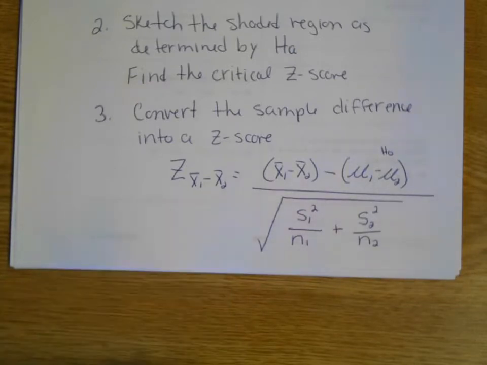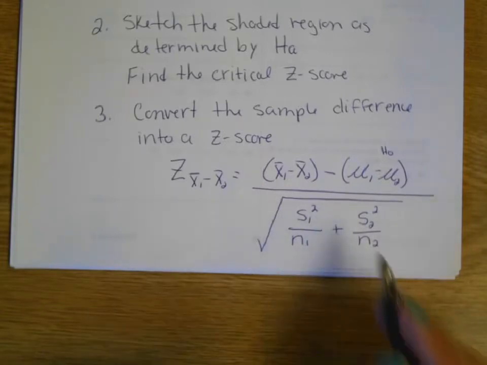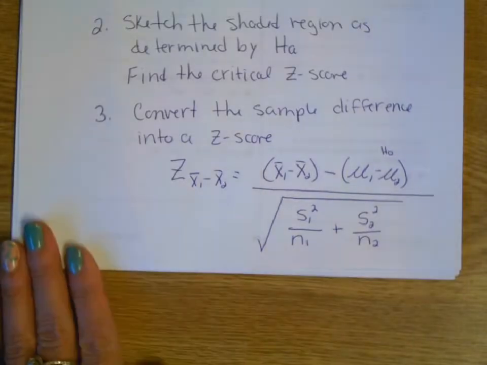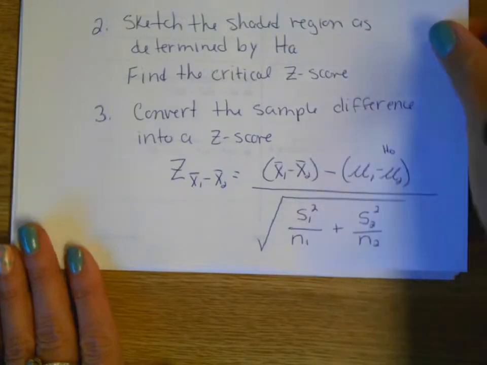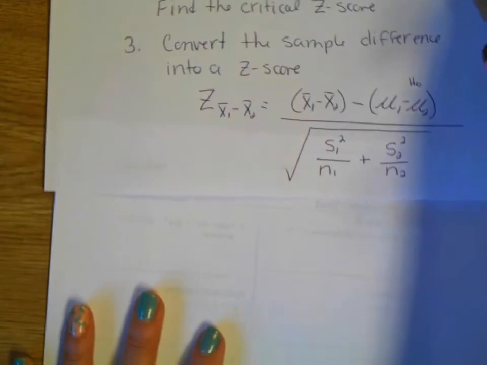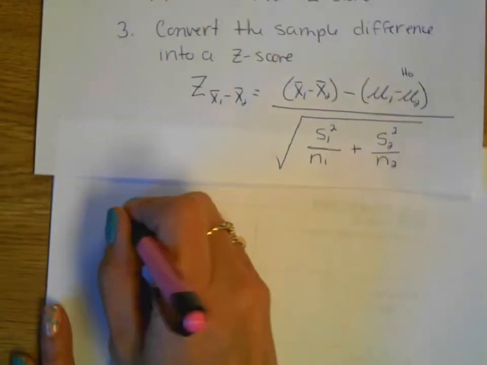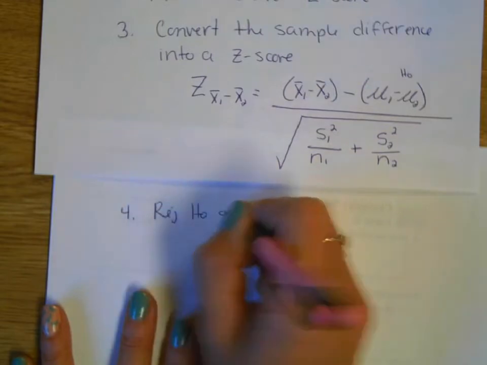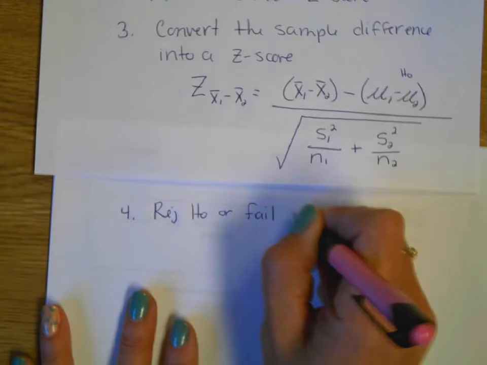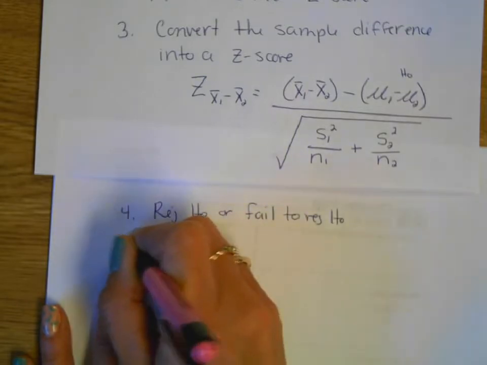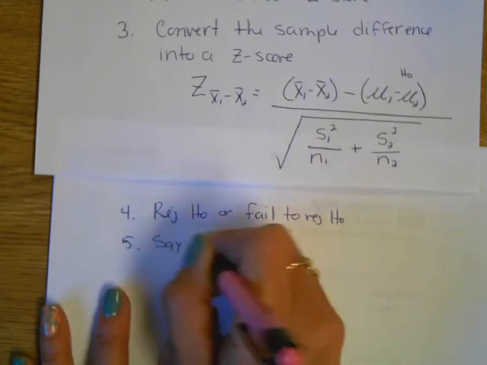And then 4 and 5 are just like we've been doing. 4 is reject the H0 or fail to reject the H0, depending on where your sample lands. And then 5 is say something about the claim.